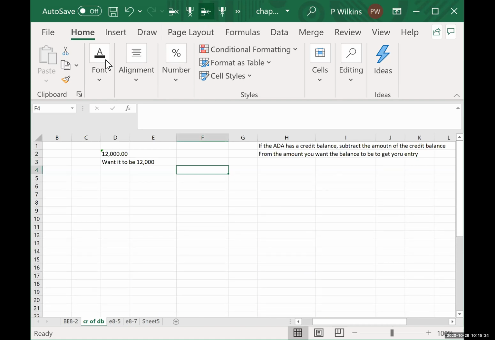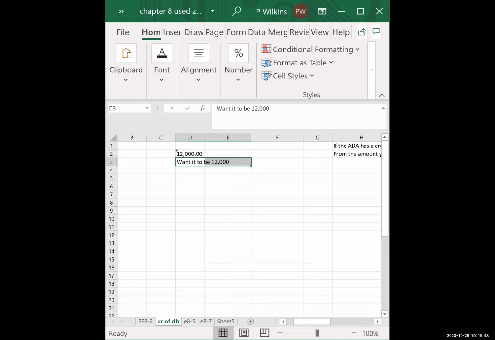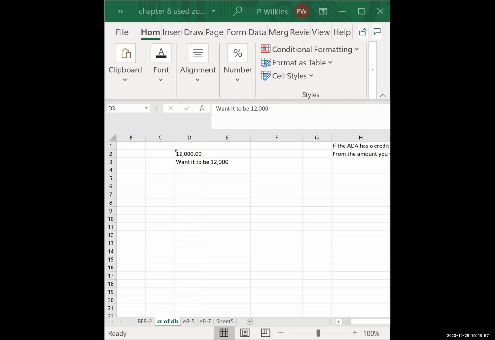Okay, so when you're doing these problems for doubtful accounts, the question you always want to ask yourself is, what do you want the balance to be in allowance for doubtful accounts? Not what the dollar amount is they're telling you, or what your entry is going to be, but what you want the balance to be in allowance for doubtful accounts, okay? Because your entry is not always going to be exactly what you want the balance to be.